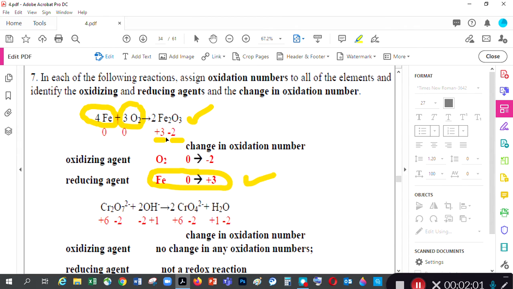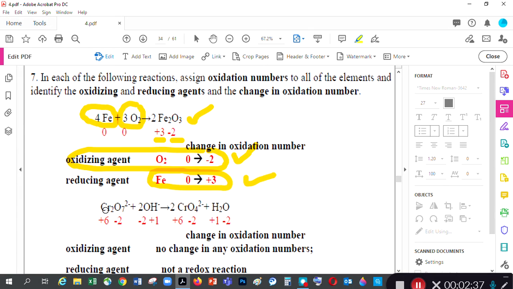Good. What does oxygen do on iron? Iron is forcing oxygen to be oxidized from 0 to +3. So oxygen is an oxidizing agent and itself will be what? Reduced. Okay, let's look at another example here. Dichromate 2- and 2 hydroxide ions give us 2 chromate plus H2O.